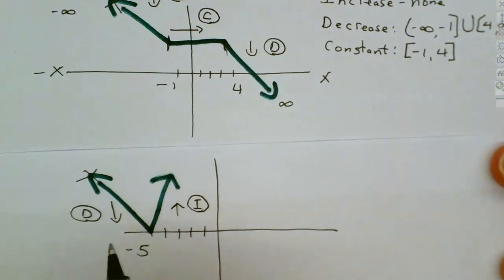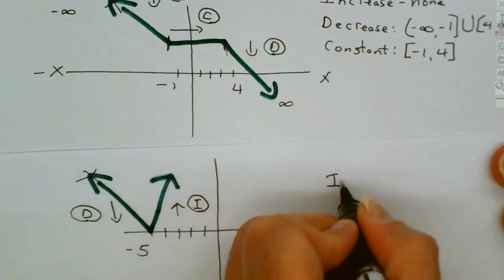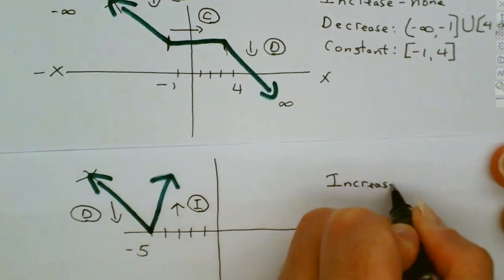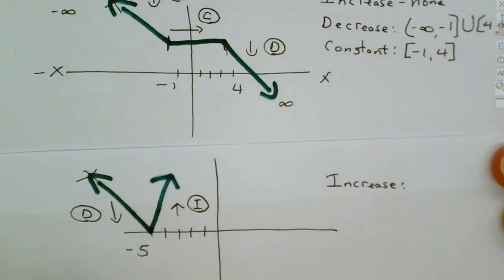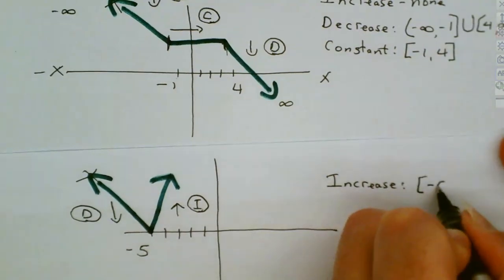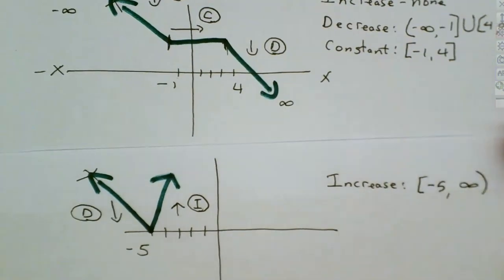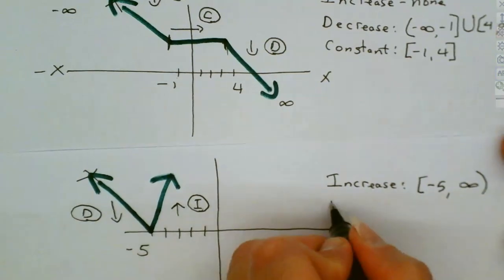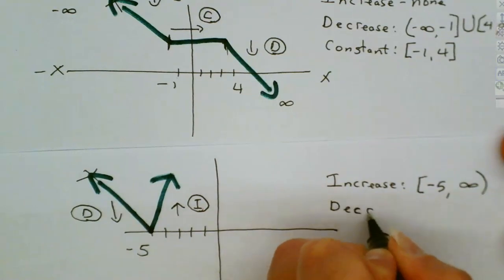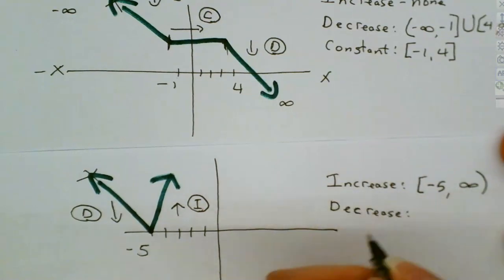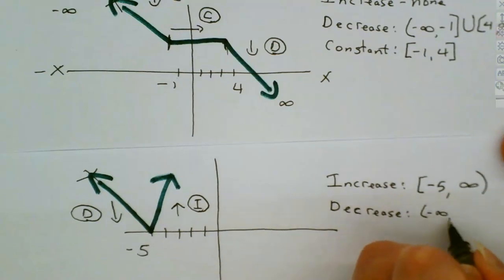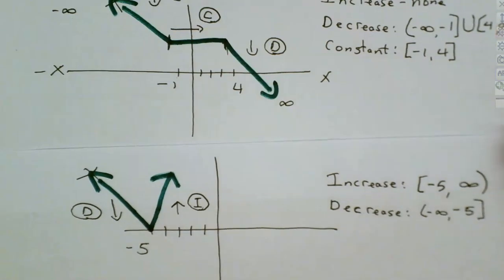No. So let's start with the increased part. Where is it increasing from? Okay, negative 5. And it's going to the right. So that means negative 5 to positive infinity. So we're going over. What about the decreased part? Okay, yep. Negative infinity to negative 5, right? And we use the square bracket with the negative 5. And do we have any constant at all? Nope, none.